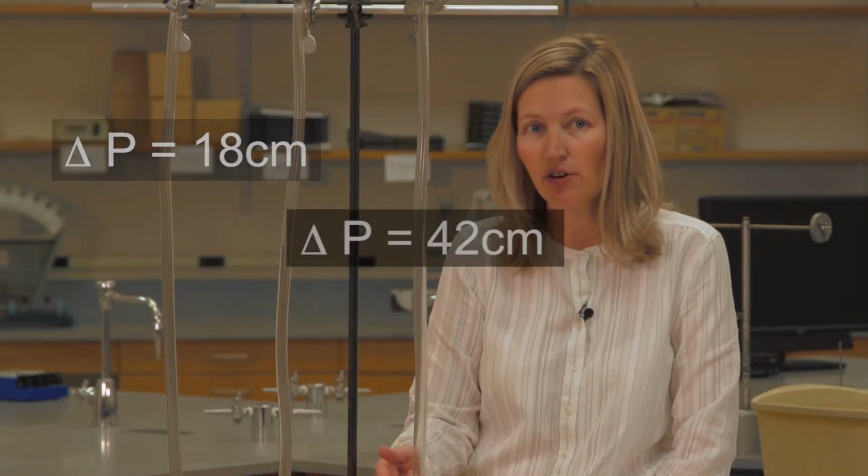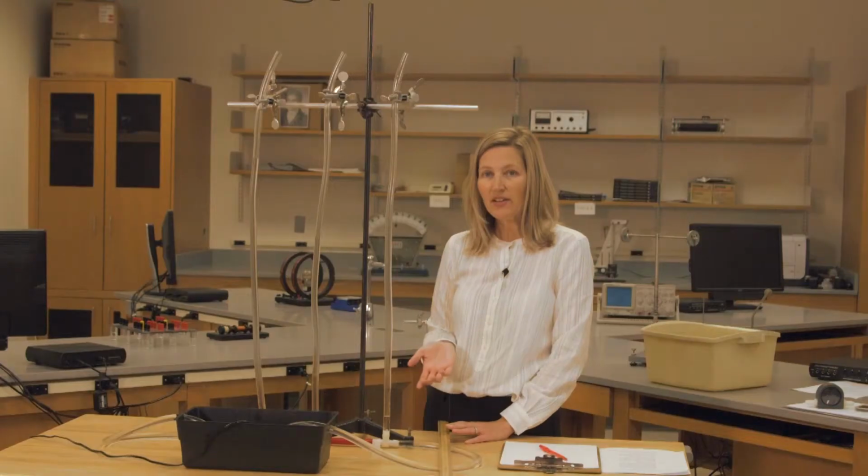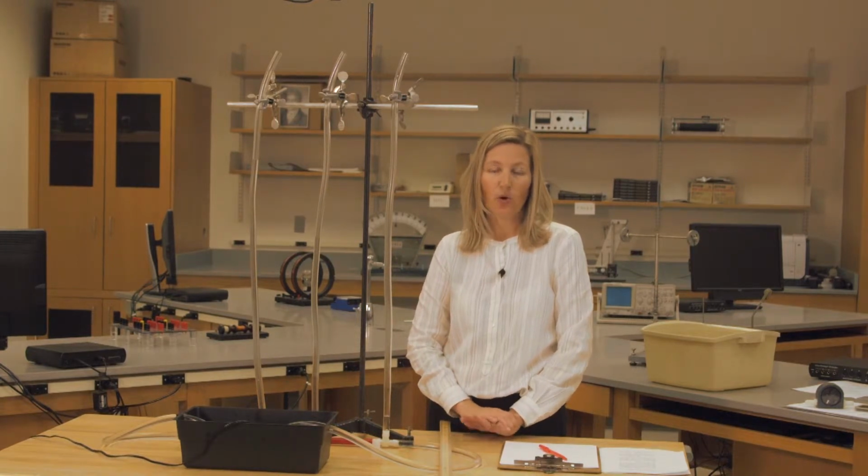Okay, so we're interested particularly in the difference in pressure across the two resistors. We found that the difference in pressure across the short resistor was 18 centimeters, whereas the difference in pressure across the long resistor was 42 centimeters, much bigger. So what that tells us is for a larger resistor, we get a larger difference in pressure. Or in an electrical circuit, for a larger resistor, we get a larger electrical potential difference. And it's this potential difference that drives the flow of charged particles through a circuit.